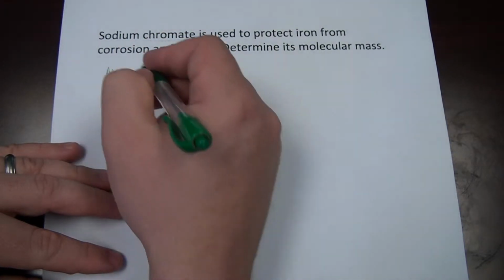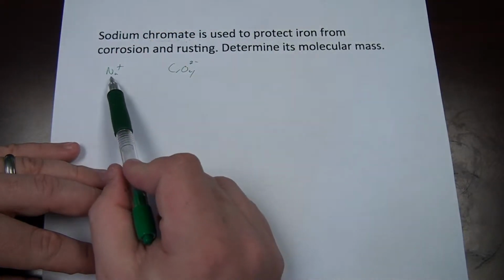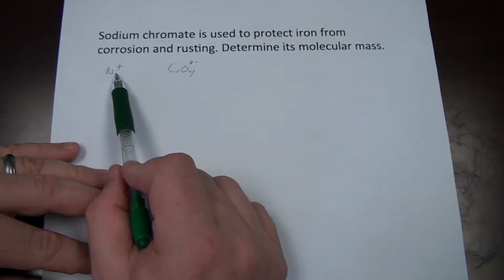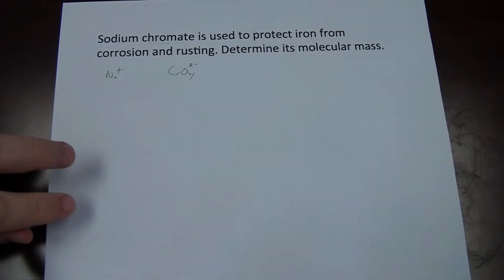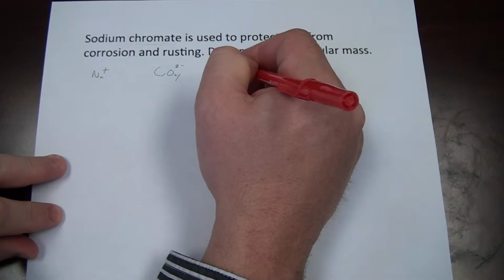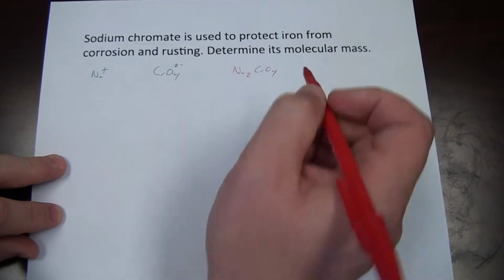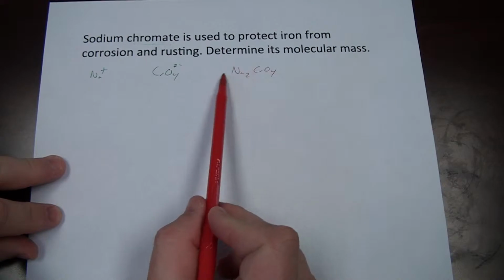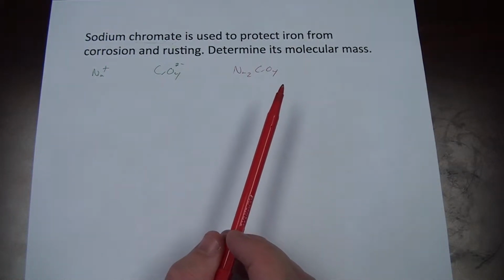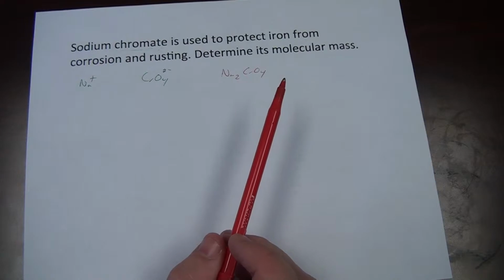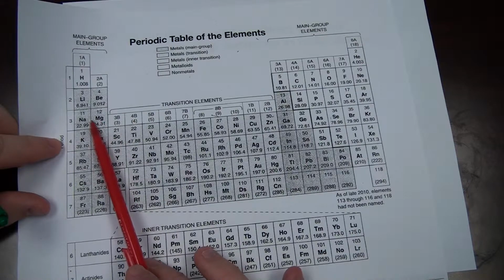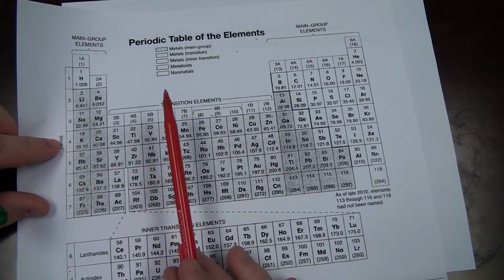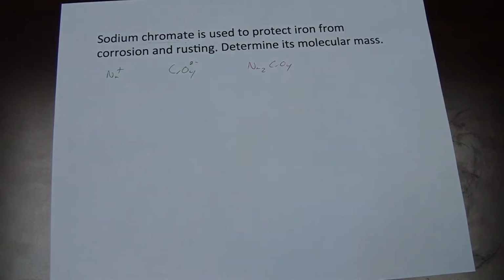So when sodium forms an ion, it forms a +1. So we need 2 sodiums, the +1 ions, to equal that 2-. So we end up with a molecular formula of Na2CrO4. Right? So we need to calculate its molecular mass. To do that, we have to look at the periodic table. We're going to take the masses for each one of these elements off the periodic table times the number of them that are present. That'll be our molecular mass.